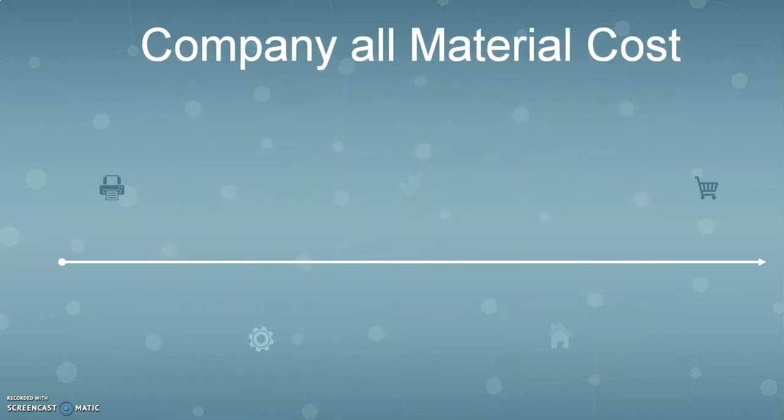Now, what kind of material cost can there be? Means what are the types? Not exactly types, but what can be the materials or on what basis the money will be invested to purchase the materials.